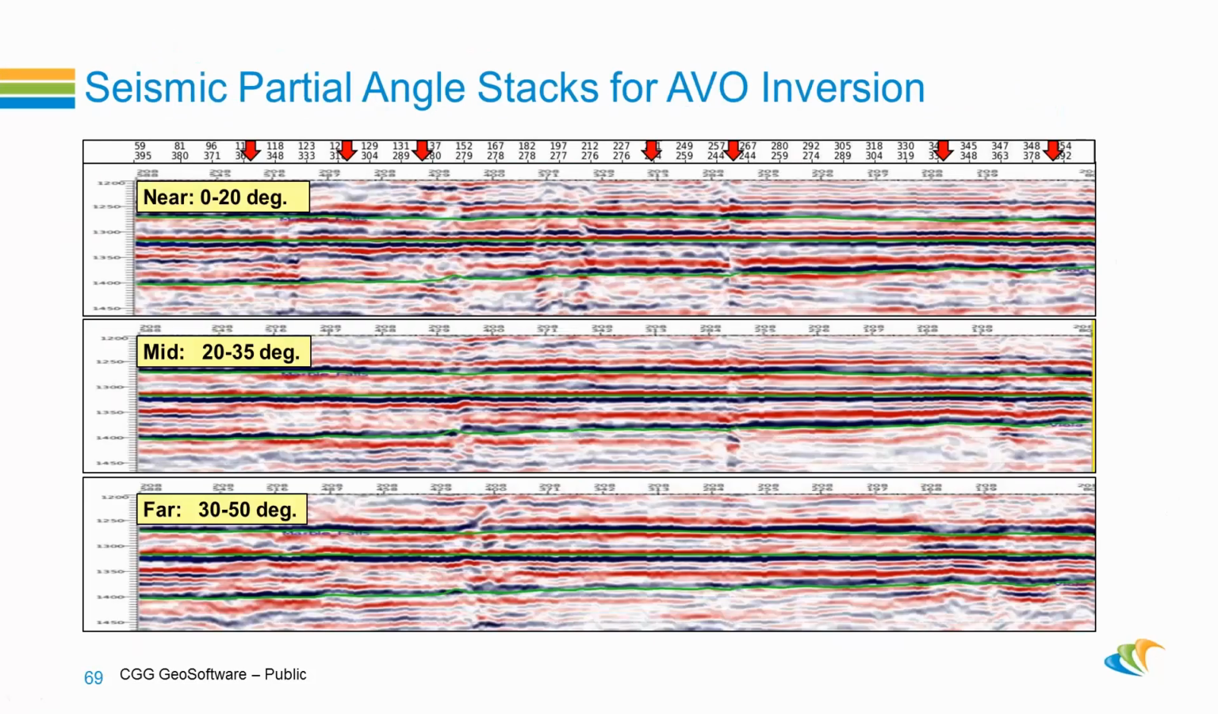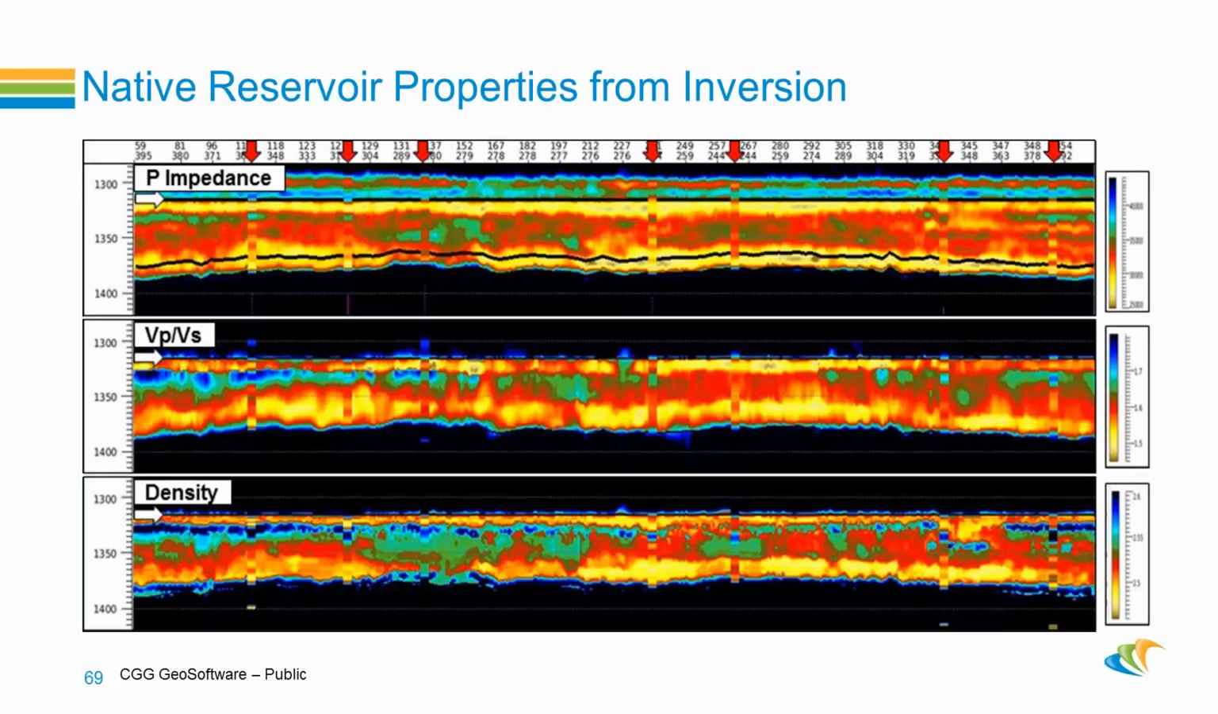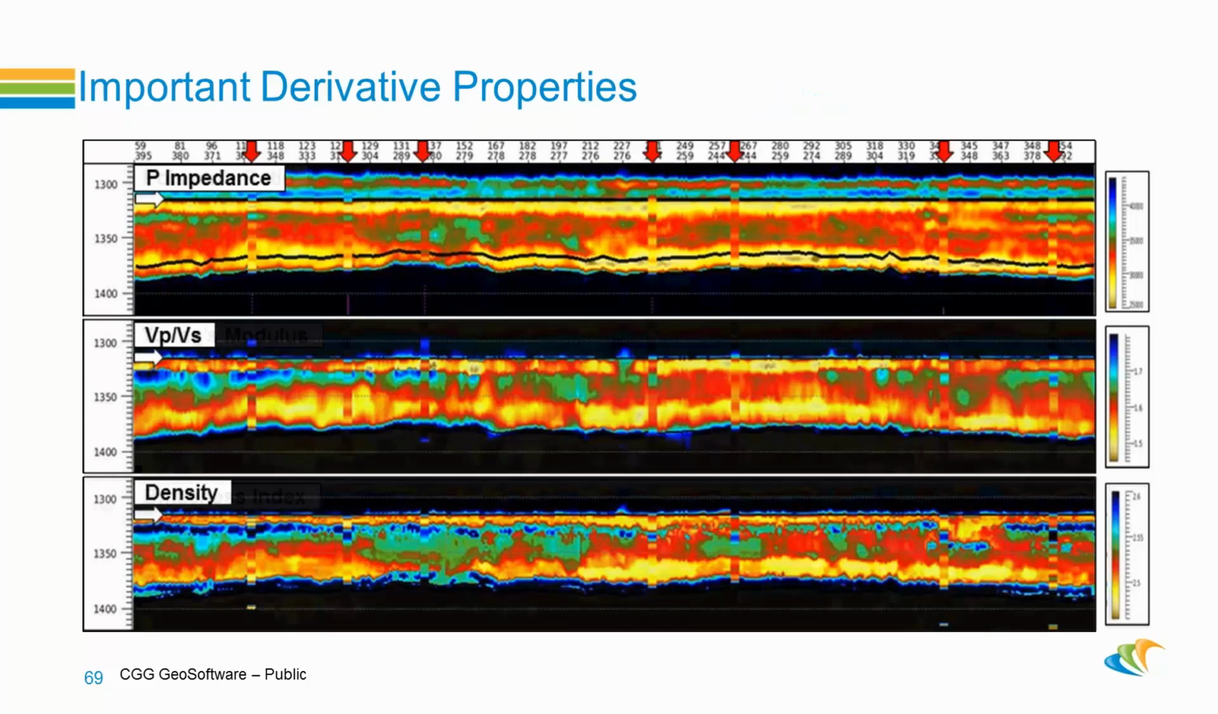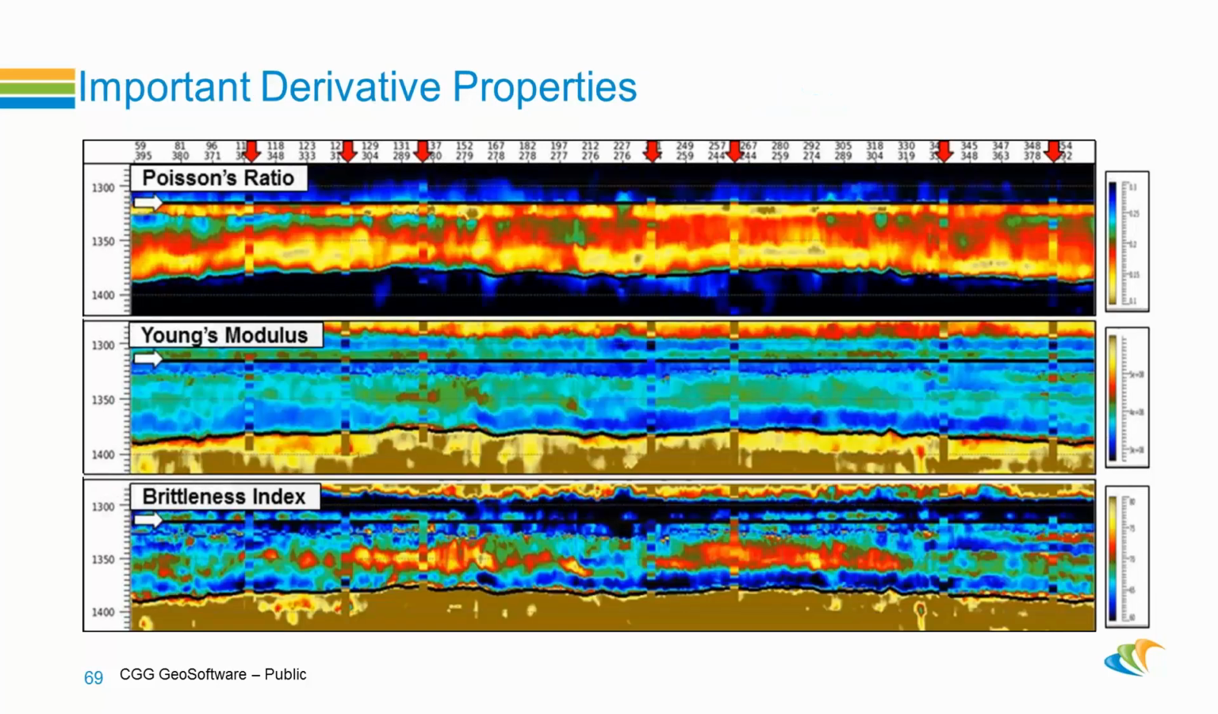Another example is here, so we have angle stack seismic data here, with 3 angle stacks. This is for an unconventional reservoir, so the idea was to estimate the suitable places for drilling and fracking. So we can estimate P impedance, VPVS, and density by simultaneous inversion. The logs are shown. You can see that they are a very good match to the inversion results. We can convert them from these elastic properties to Poisson's ratio, for example, or Young's modulus and brittleness index.